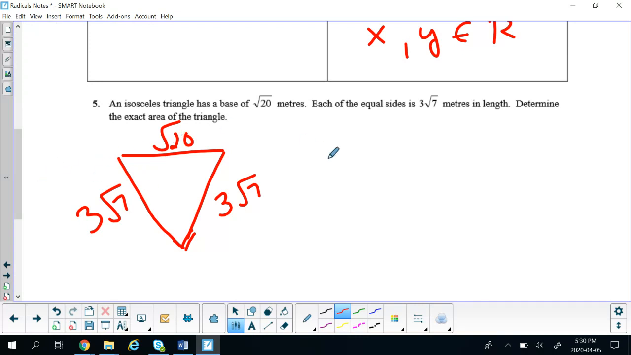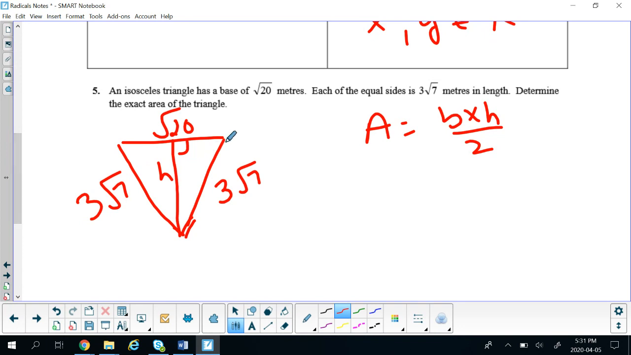To find the area, the formula is base times height divided by 2. We are already given the base, that is square root of 20, but we are not given the height. So we're going to calculate the height first. So let's draw our straight line. Okay. So this is a perpendicular line. We're going to find the value of this perpendicular line here, that is height. Let's take this as h.